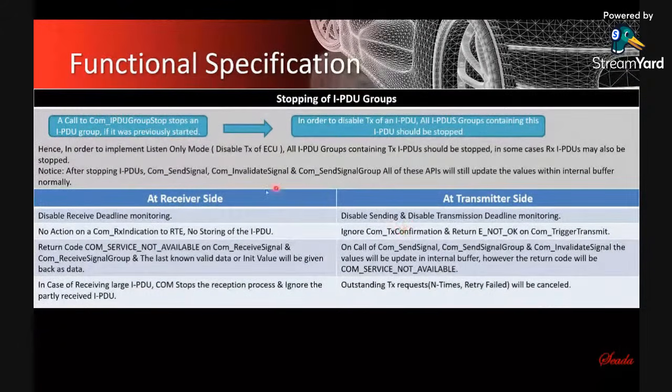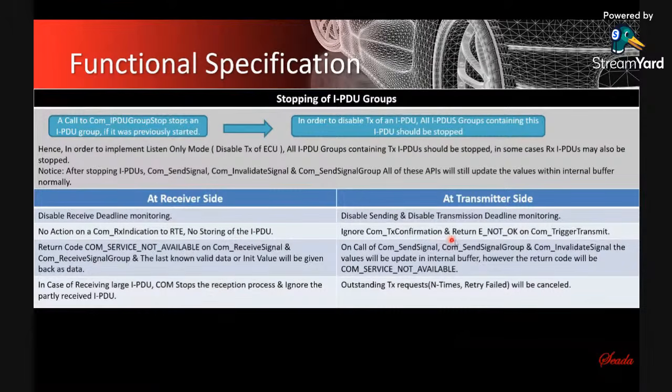Okay. And for this, at the receiver side, we're going to stop the receiving deadline monitoring, because it's going to give me an error if it's still working and I stop the reception of my IPDUs. Okay, and no action on Com receive indication to the RTE, no storing of the IPDU is going to happen. Literally every service the COM provides is going to be stopped.